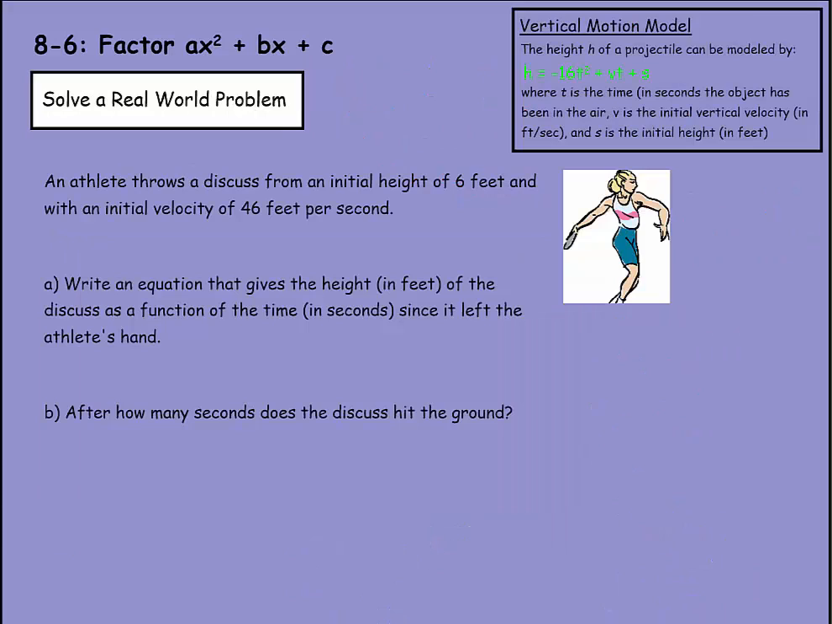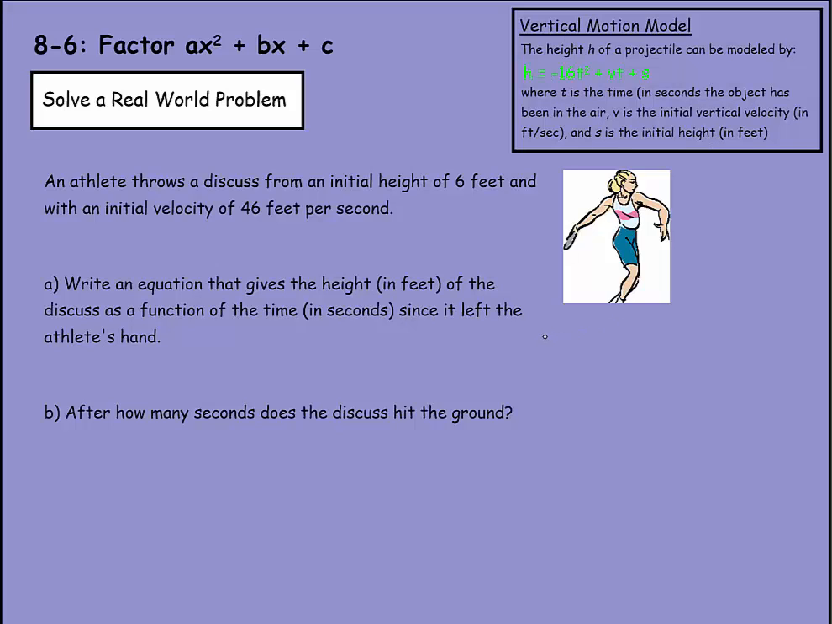Let's solve a real-world problem. It says an athlete throws a discus from an initial height of 6 feet with an initial velocity of 46 feet per second. It says write an equation that gives the height in feet of the discus as a function of time in seconds since it left the athlete's hand. We used this vertical motion model on the previous problem this chapter, so we'll use this as well. T is the time in seconds that it's been in the air, v is the initial velocity, and s is the initial height, and then h is the height at that time.